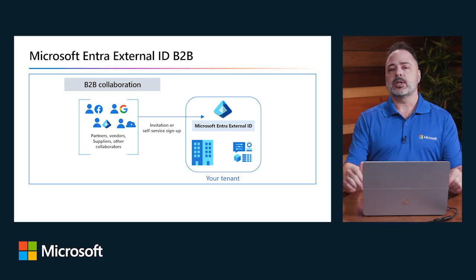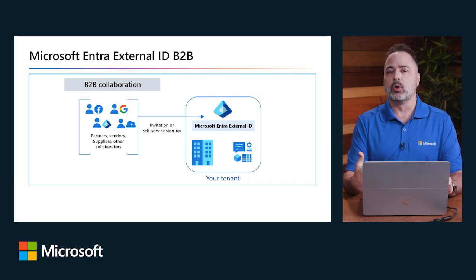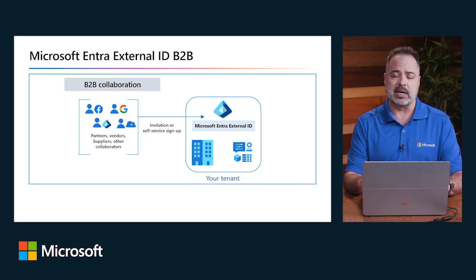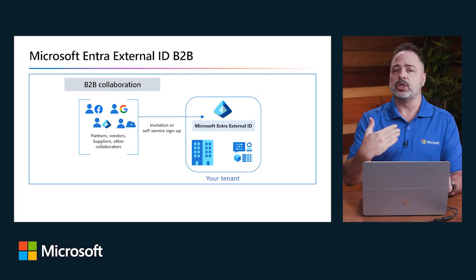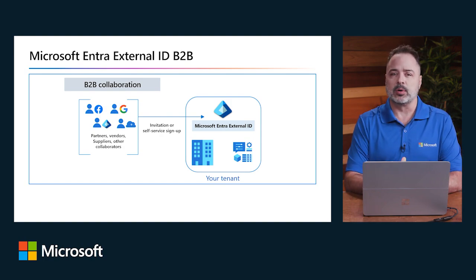Additionally, Microsoft Entra External ID B2B supports cross-tenant access settings, which gives you granular control over how other organizations collaborate with you. You can define inbound and outbound access settings to specify which users, groups, and applications can access your resources and vice versa. This flexibility allows you to tailor your collaboration settings to meet your specific needs.